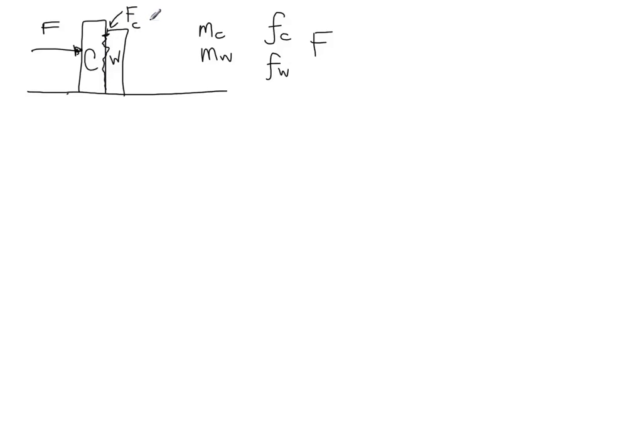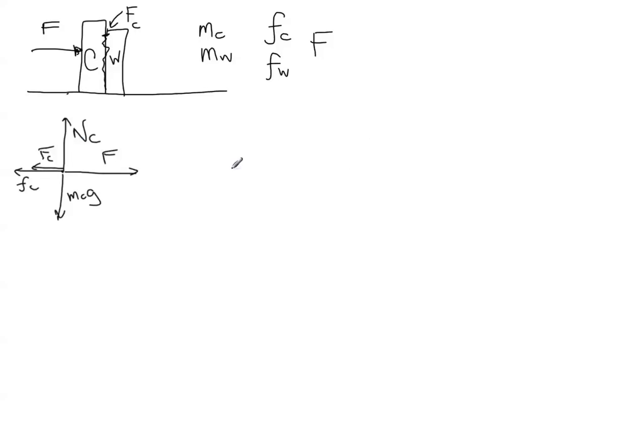So here are my free body diagrams. For the Cheerios, I have weight of the Cheerios, mg. I have normal force on the Cheerios. I have this pushing force F. And backwards I have the friction on the Cheerios and the contact force.